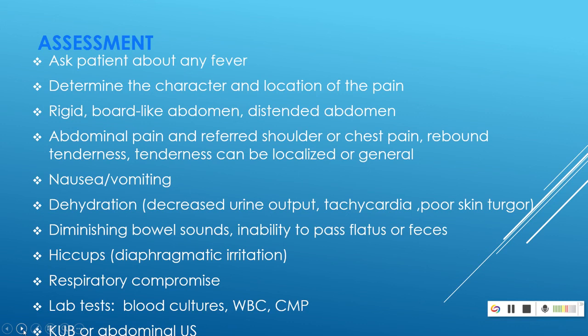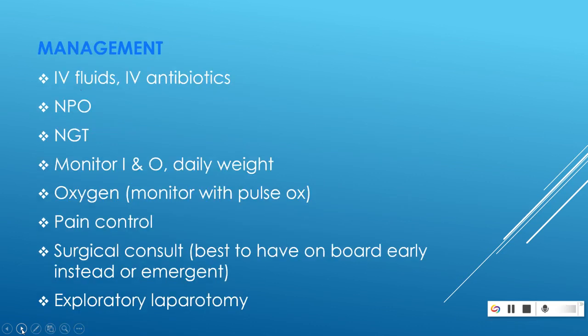KUB, which stands for kidneys, ureter, or bladder, that is your abdominal x-ray, or you can have an abdominal ultrasound. Management, we're going to give them IV fluids because we're keeping them, two reasons. One, we're keeping them NPO because we may need to go to surgery. Two, IV fluids. Didn't we have this fluid shift into the peritoneal cavity?